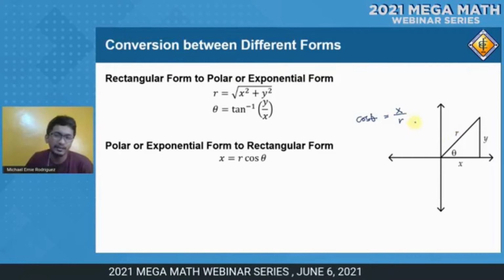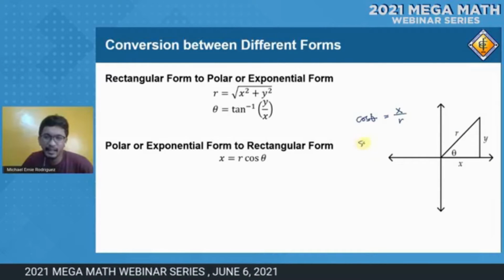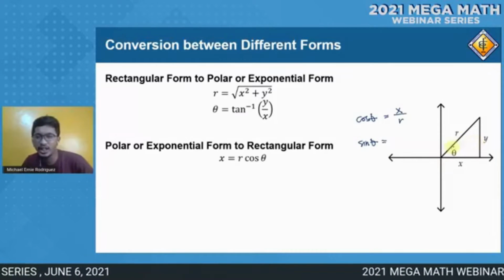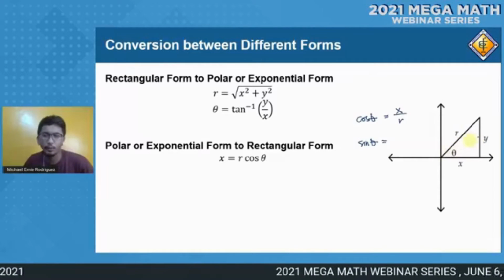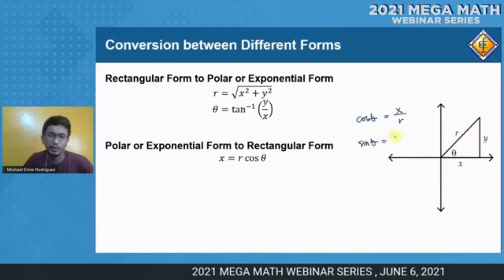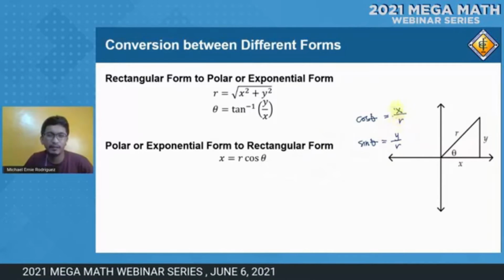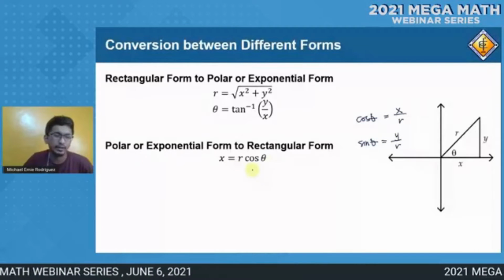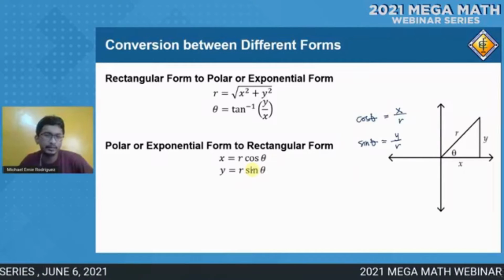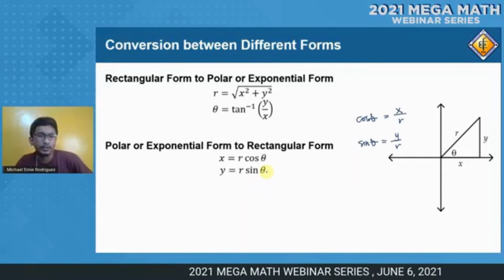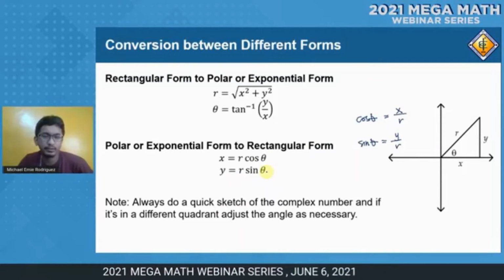Okay, and then for the sine theta, that is opposite over the hypotenuse. So we have y over r. We now solve for x, that is r cosine theta, and y is r sine theta.